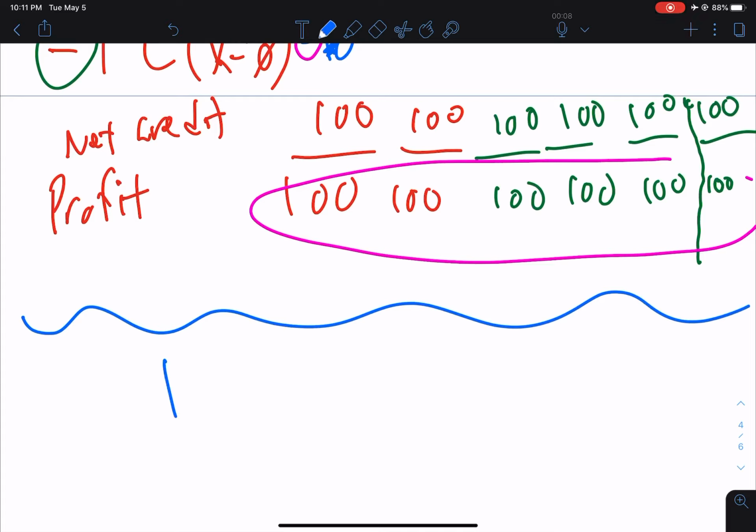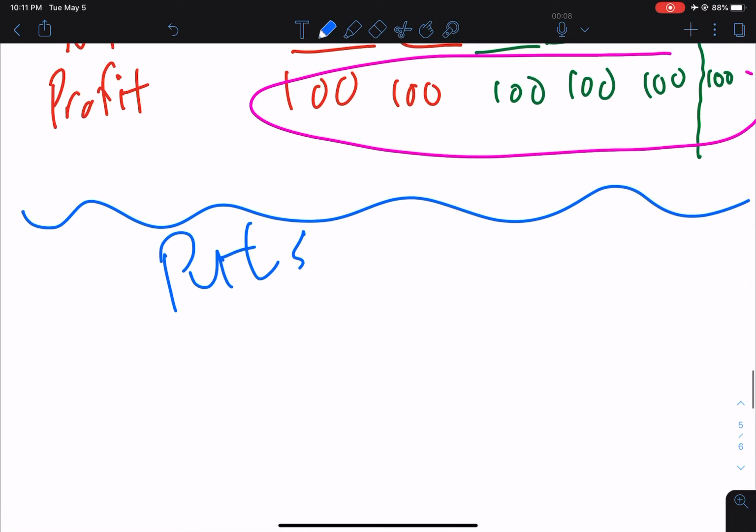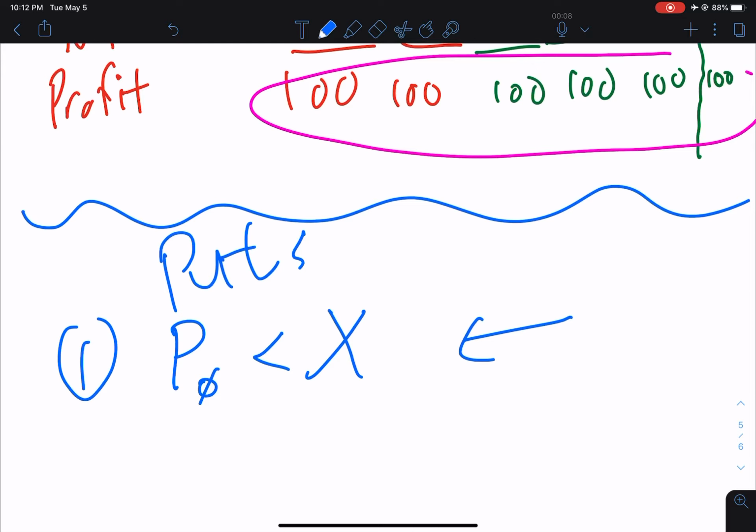Okay, so now we're going to look at puts. And the extreme statement is this. The price of a put has to be less than the strike price of the put. The price of the put has to be less than the strike price of the put. Must be. Can't be greater than. Why is that? Well, so again, this is a statement of the equilibrium condition.